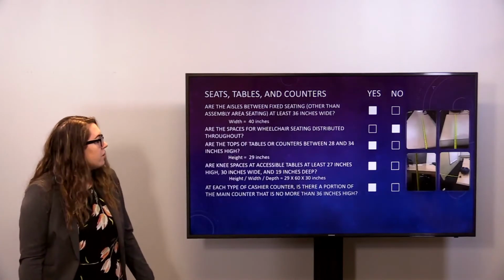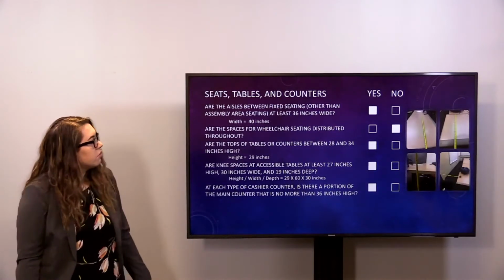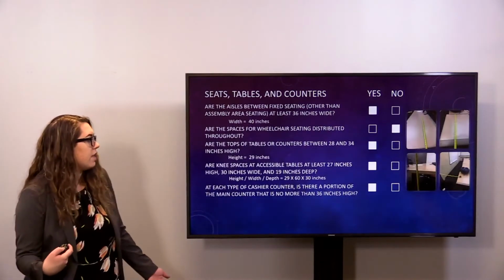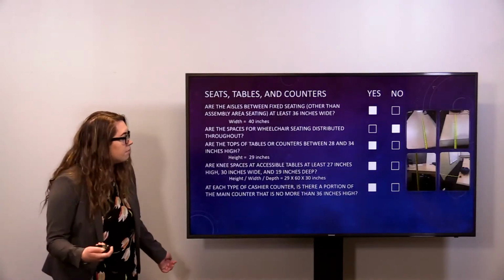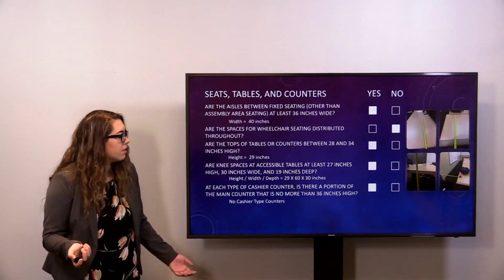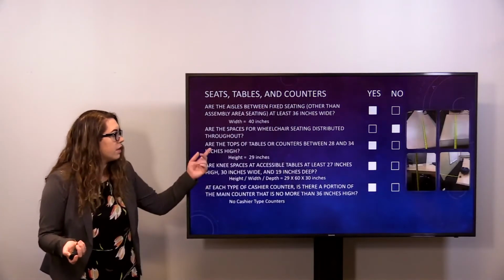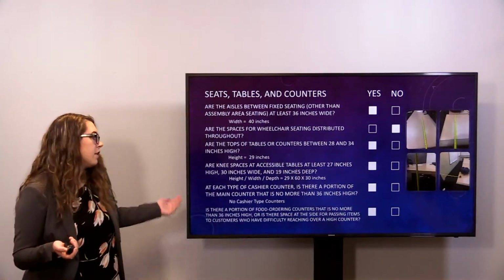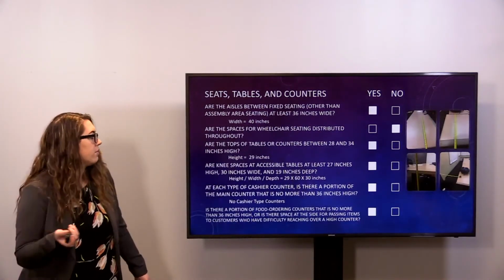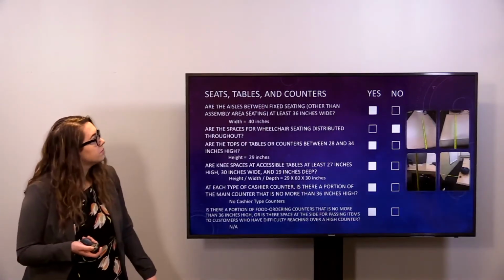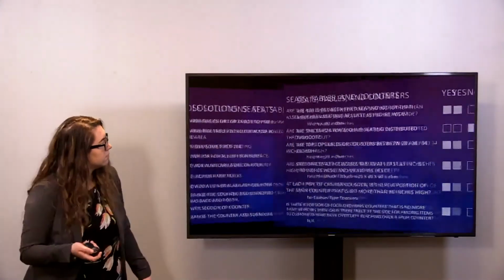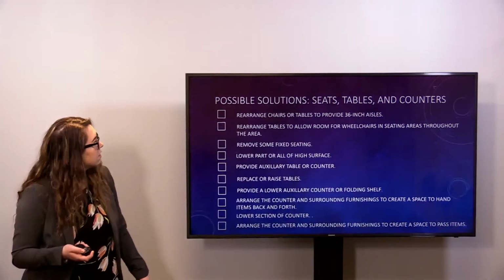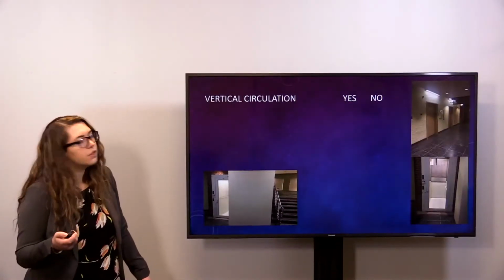At each type of cashier counter, is there a portion of the main counter that is no more than 36 inches high, which we can just say in this case is the teacher's desk or the professor's desk. No more than that. And there's no type of counter, but the professor's desk was yet again 29 inches high. And then there are no food ordering counters, so this one doesn't really apply to the room. There are no real barriers, so that one can be skipped.